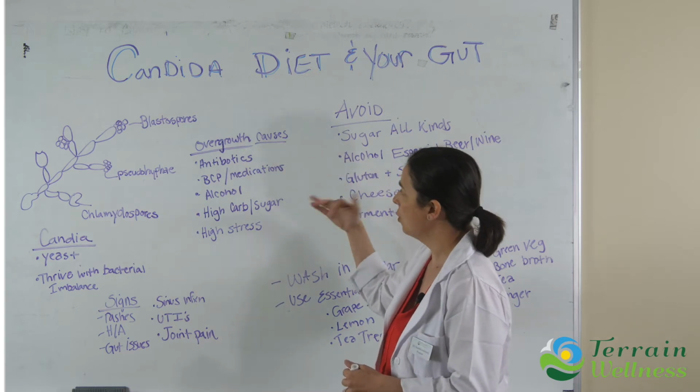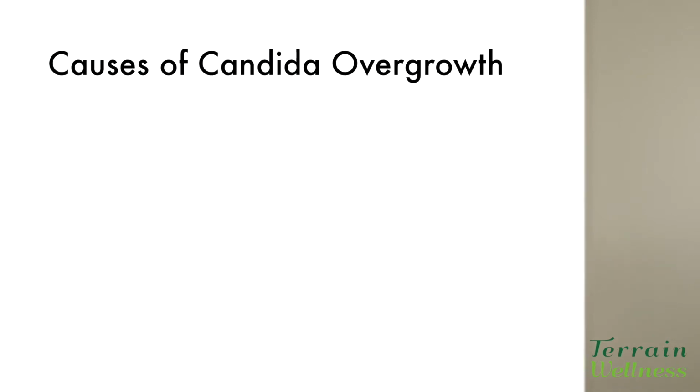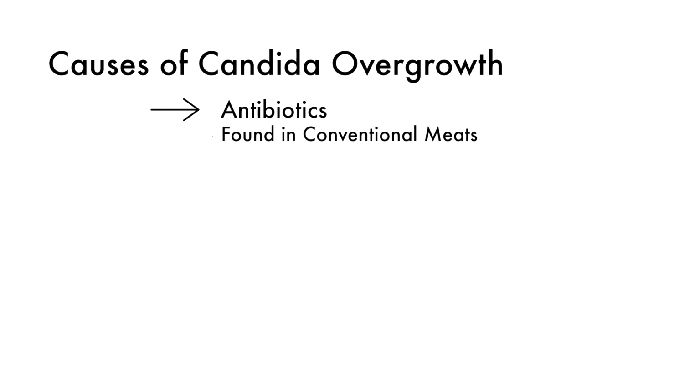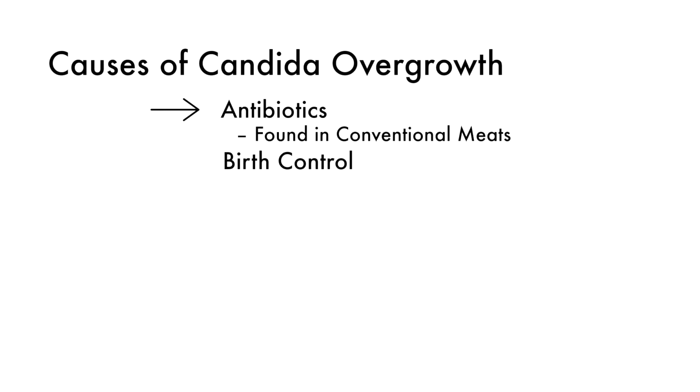So when we have an overgrowth situation, what causes that? One of the first things I think of is antibiotics. Remember that a lot of the conventional meats that we eat contain a lot of antibiotics. Another thing to think about is birth control, especially the pill, which really messes with the gut bacteria. Other medications will do it too. There's a whole slew and a list, but the one that comes to mind is birth control.